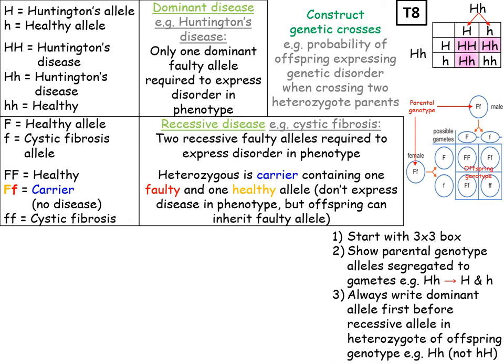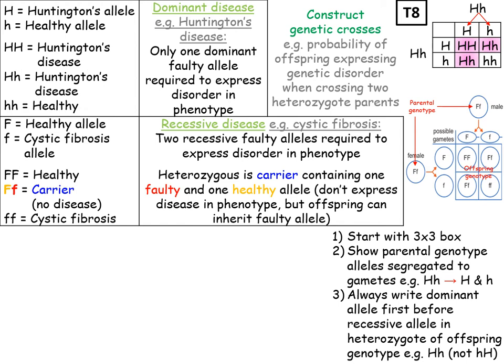Now, when the combinations produce two different alleles, you should always write the dominant allele first before the recessive allele in the heterozygous offspring genotype. So for instance, in the example of Huntington's disease, where you've got a capital H from one parent's gamete and a lowercase h from the other, after fertilization, you should show the offspring genotype as capital H lowercase h, because you always write the dominant allele first before the recessive, not lowercase h capital H. It's really important to do that when constructing genetic crosses.